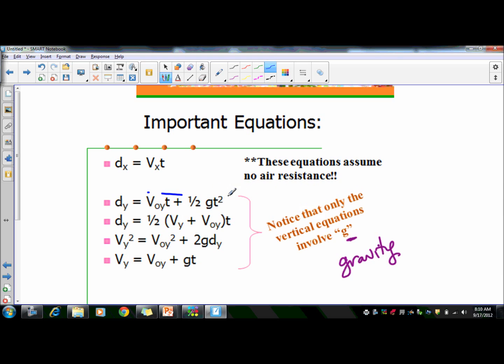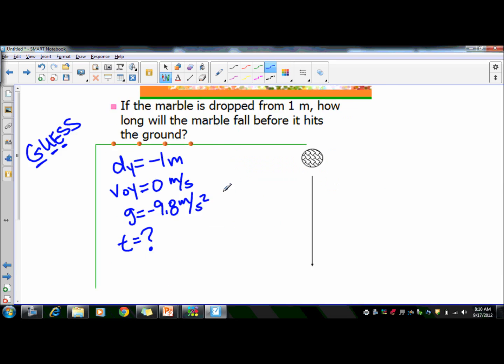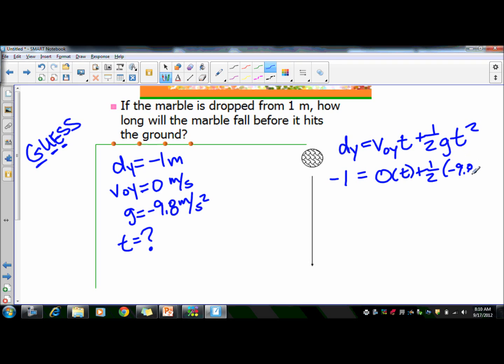So in the first video for concept, I told you this will be your best friend equation for the vertical, and it is true. So we want dy equals v naught y t plus 1 half g t squared. So now we're just going to plug in what we know. -1 equals 0 times t plus 1 half times -9.8 t squared. 0 times anything is 0, so this cancels out. So we're left with -1 equals half of -9.8, which is -4.9, times t squared.